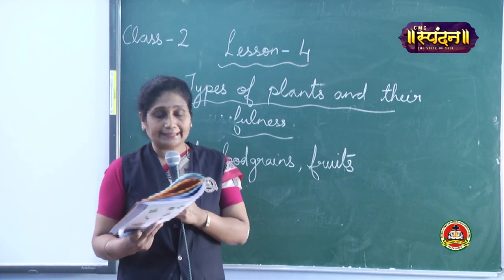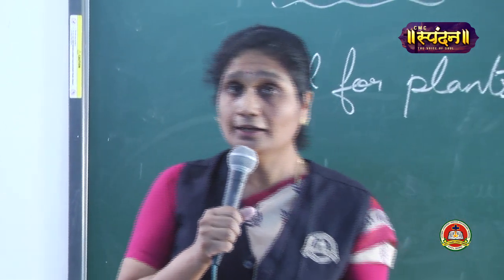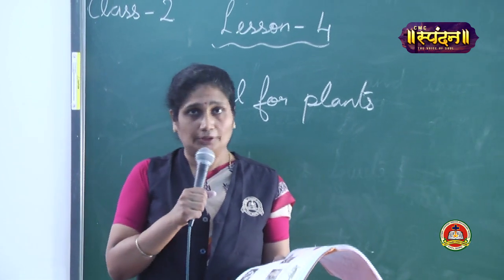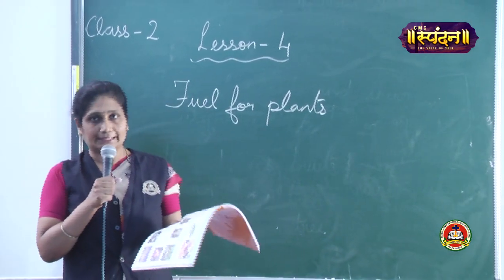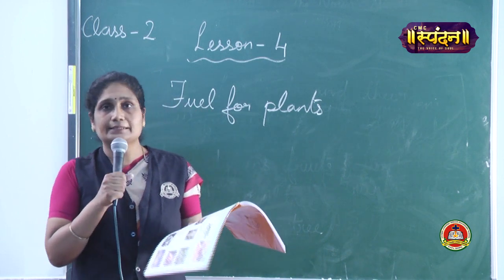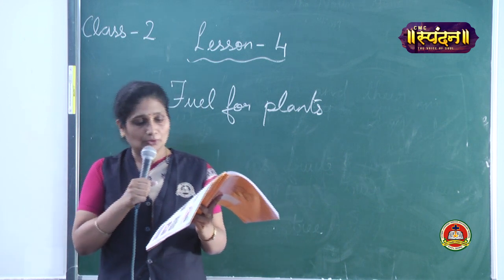Now the next topic is fuel from plants. Plants give us fuel to cook our food. Fuel means we take the wood from the plants. From the plants we get wood. So from the trees we use wood and it is taken for cooking. The wood is cut and used for cooking.